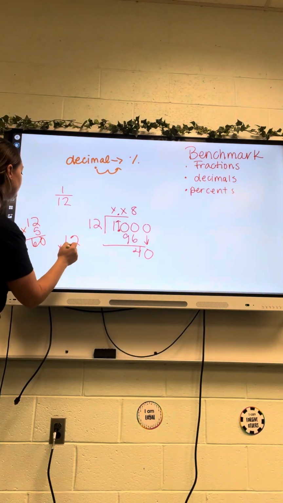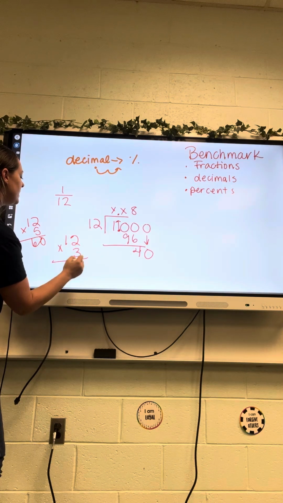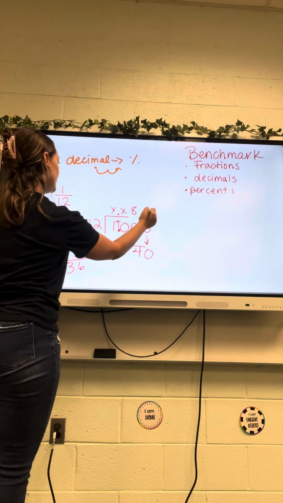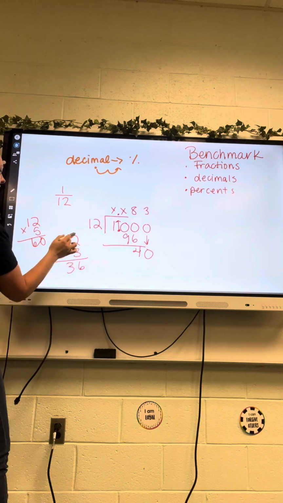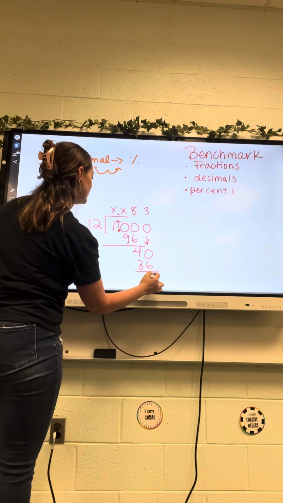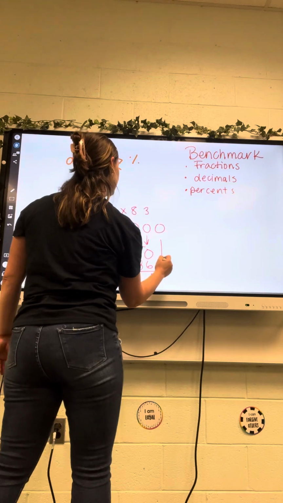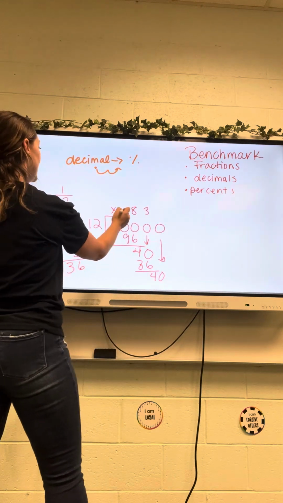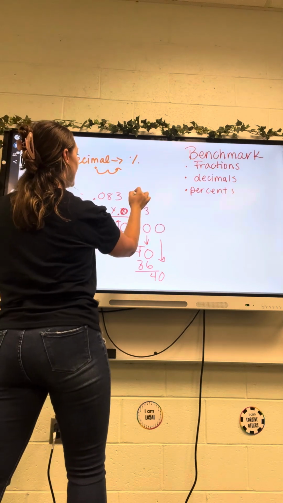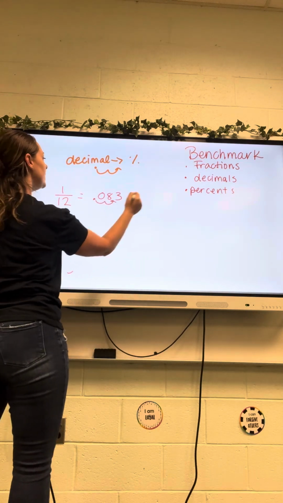So here we go. 12 times, let me try 3. 3 times 2 is 6. 3 times 1 is 3. Okay, that's going to work. Let me make sure. 3 times 2 is 6 and 3 times 1 is 3. Yeah, that's going to work, 36. And that's left with 40. 40 minus 36. I add a 0, bring it down, and I get 40 again. So the answer, this number right here is a 0, would be 0.083. And that would equal, I'm going to move it over, 1, 2, 8.3%.